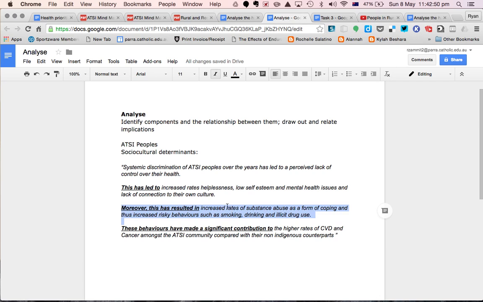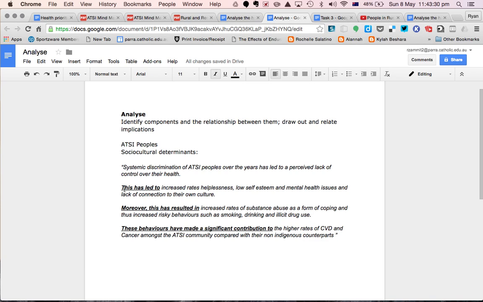And this implication relates to the previous implication, because if someone has low self-esteem and they feel helpless and they've got mental health issues, this may result in increased use of substances such as smoking, drinking, illicit drug use. So you can see there's a relationship between the two implications, which you need to do here. But there's also another implication, which says that if you do these risky things, it will lead to CVD and cancer. So you can see that there's a relationship between this implication and also the previous implication.